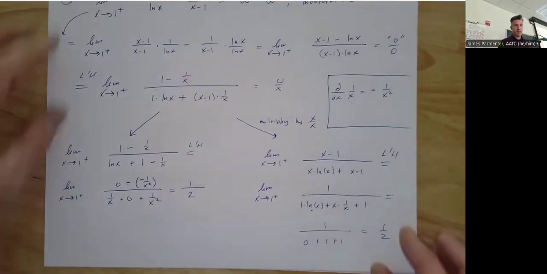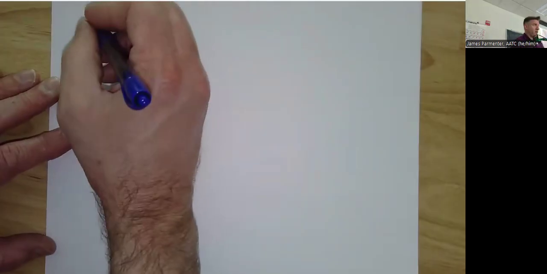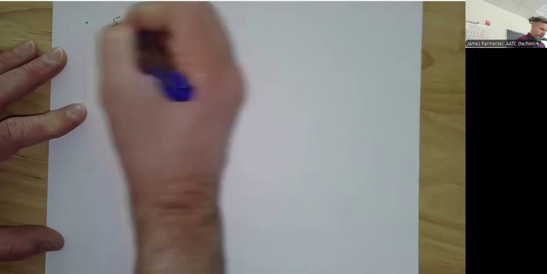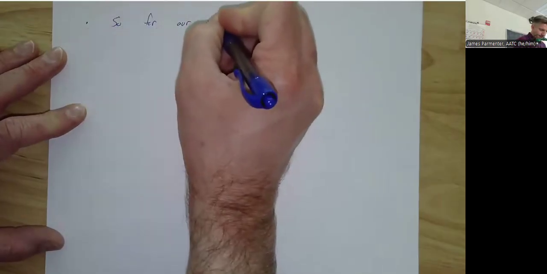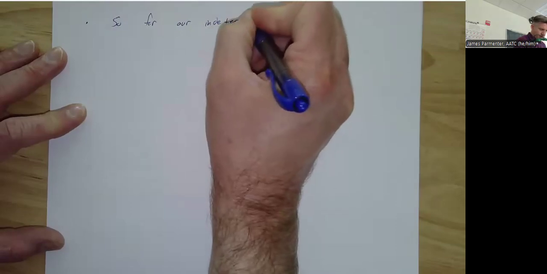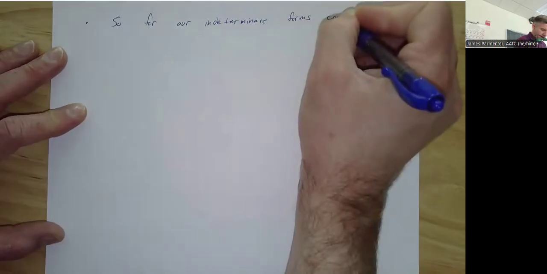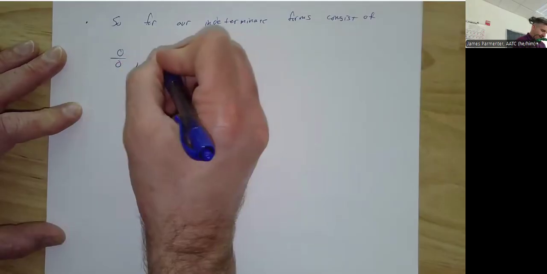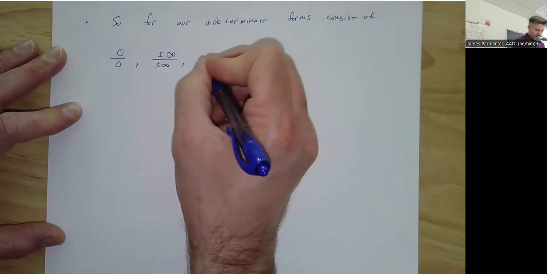Okay, let's look at some other varieties of indeterminate forms. So far, our indeterminate forms consist of the following: 0 over 0, either type of infinity over either type of infinity, infinity minus infinity.